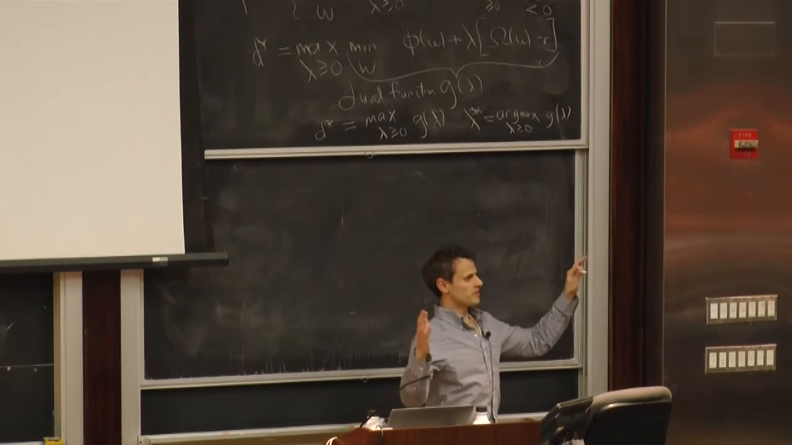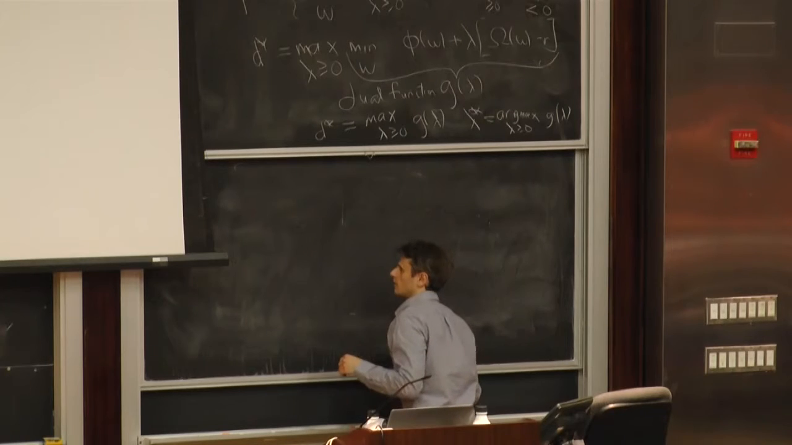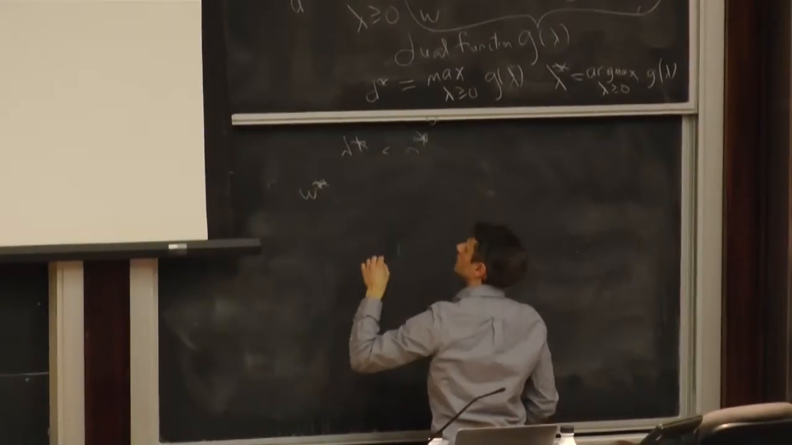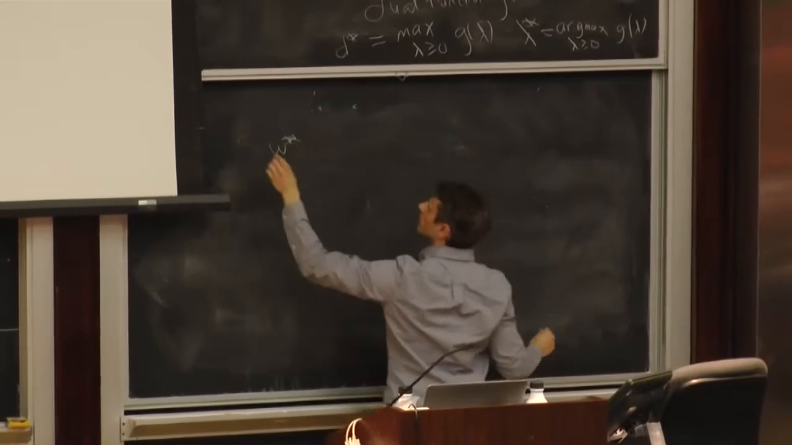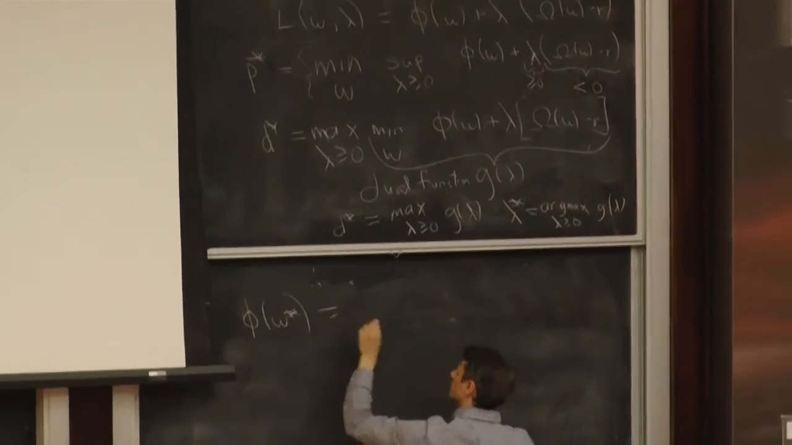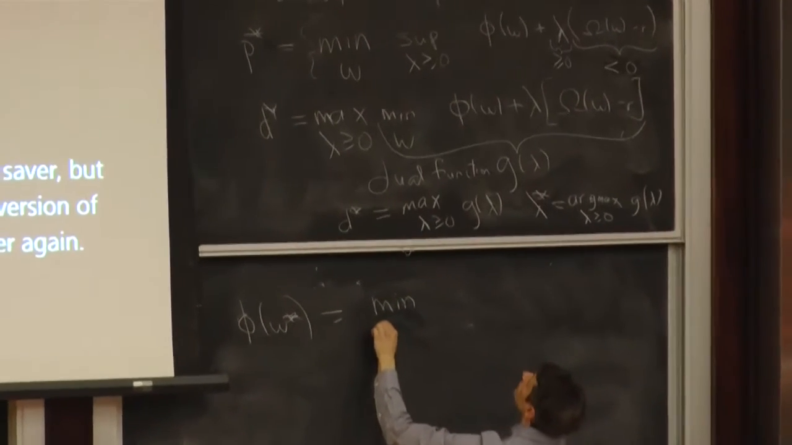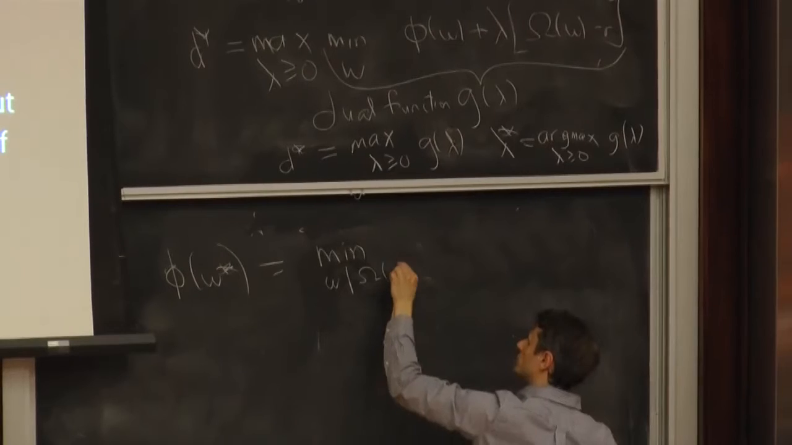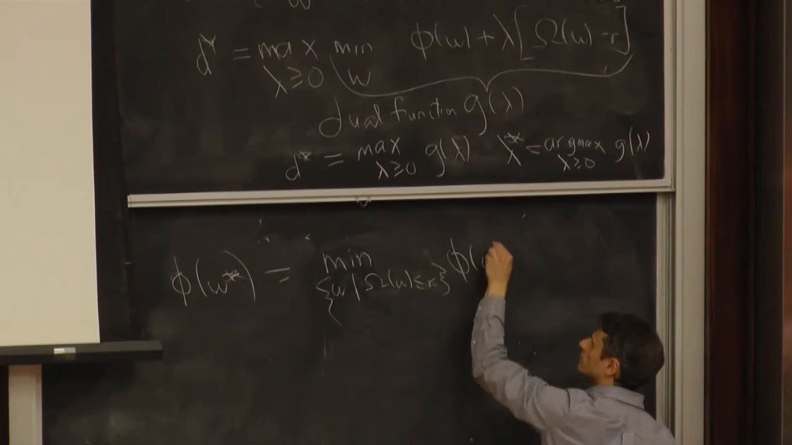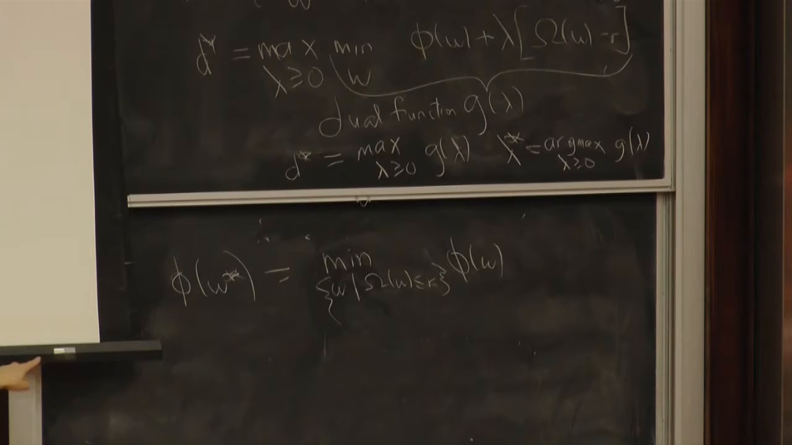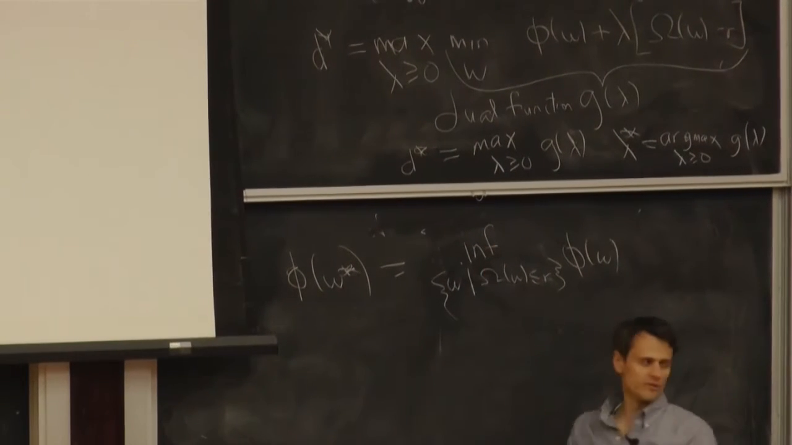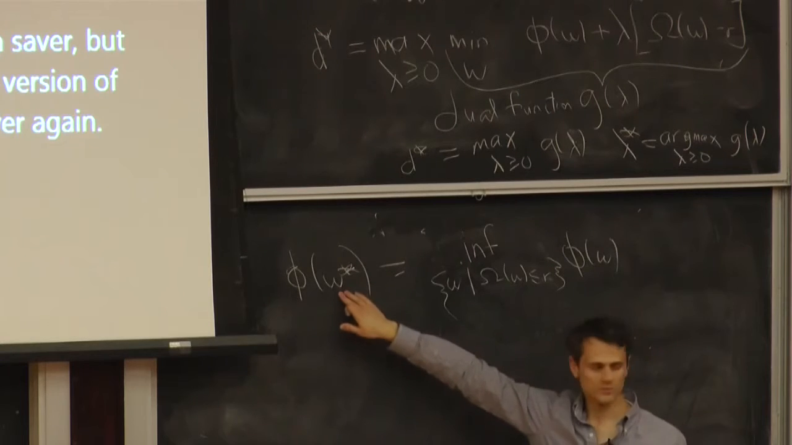So let's assume that our optimals are attained. Let's say W star. Phi is our objective. Phi of W star is equal to the minimum over W such that omega of W is less than or equal to R, so the minimum over the constraint set of phi of W. What I've written here is that I found a particular W star that actually attains it. I could have written infimum, but when I write infimum, I don't know if there exists a particular solution. Here I'm saying yes, there is, W star attains it.